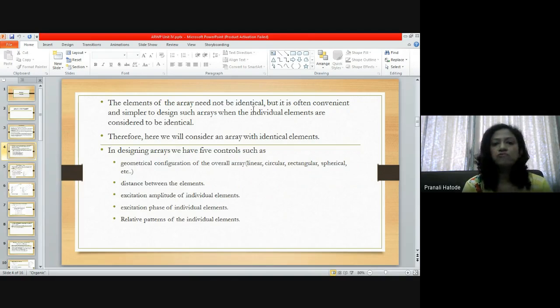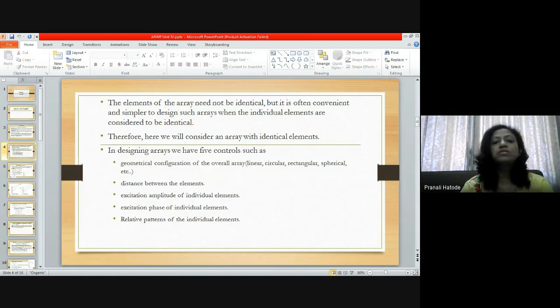For the convenience and simplicity of the design, usually the elements of the array are identical, with identical magnitudes and progressive phase applied to them. Therefore, here we will consider an array with identical elements. Whatever we are going to see now in today's lecture is all related to the array antenna having identical elements. So these are five controls for the identical array antennas.